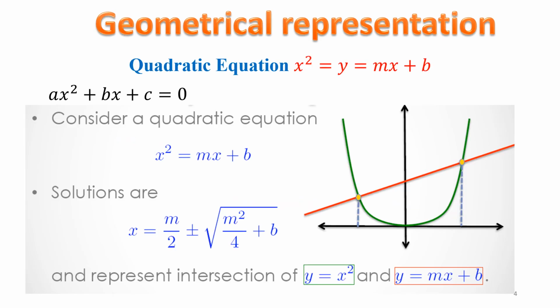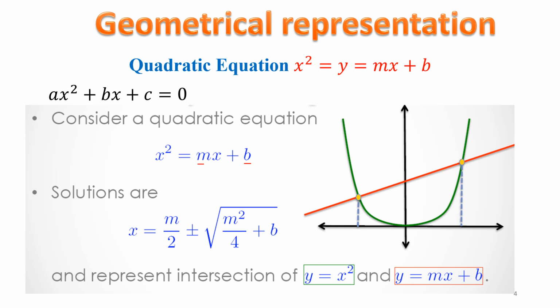Now, for some advantage, we are going to change the form of this equation ax square plus bx plus c equal to 0 into the form x square equal to mx plus b. We are dividing the equation by a, then taking bx plus c on the right hand side, and b by a we are writing as m, and c by a we are writing as b. So the leading coefficient of x square is unity. That's a point of interest.